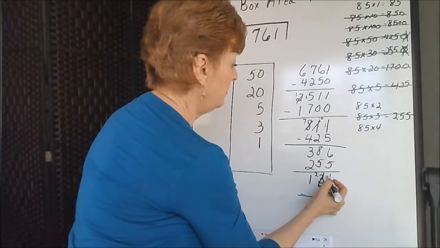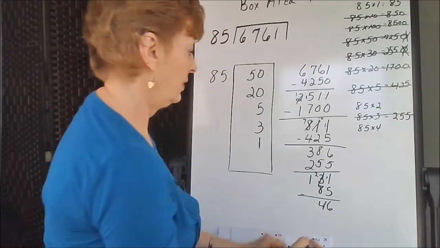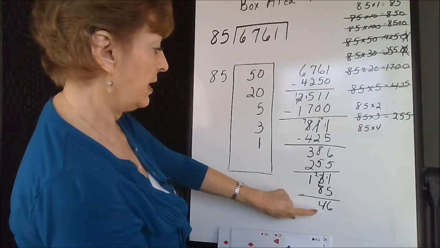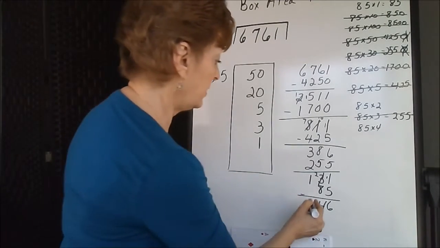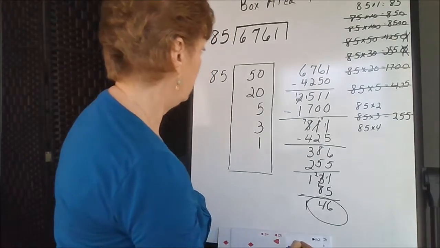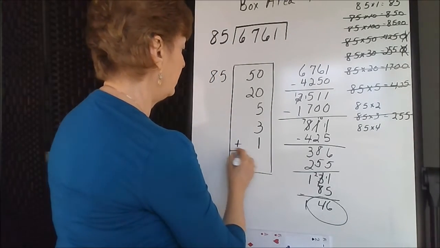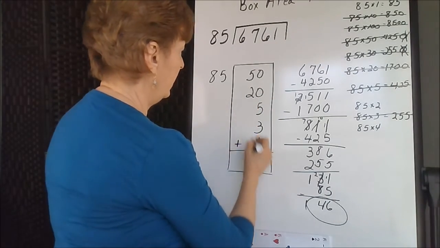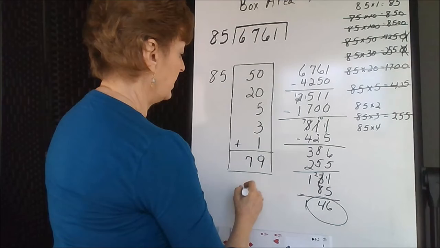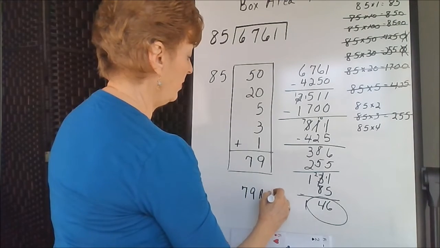Our subtraction. That was a good idea, not to go any higher. Our remainder is 46. And the partial quotients are added together. We've got 50, 20, 8, 1. So our full answer is 79, remainder 46.